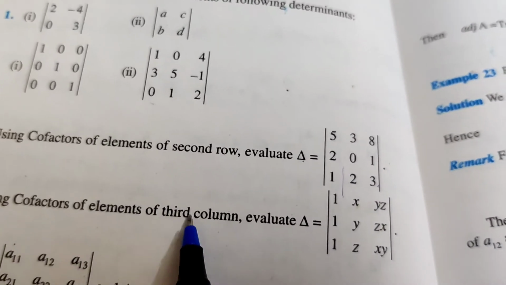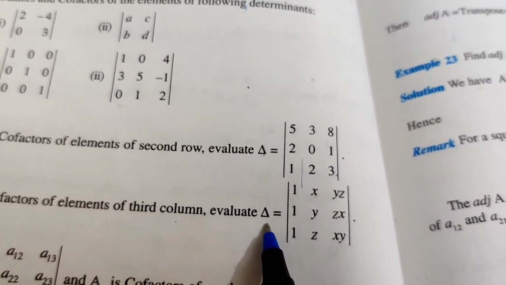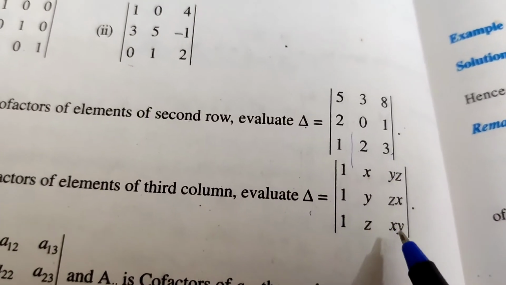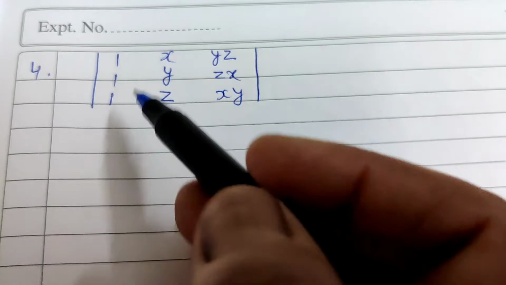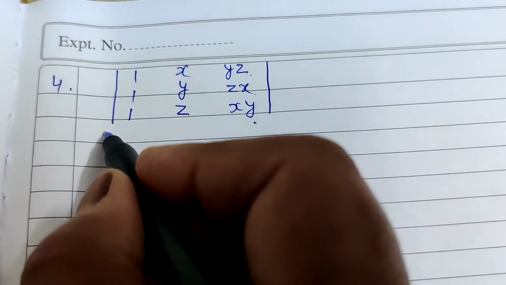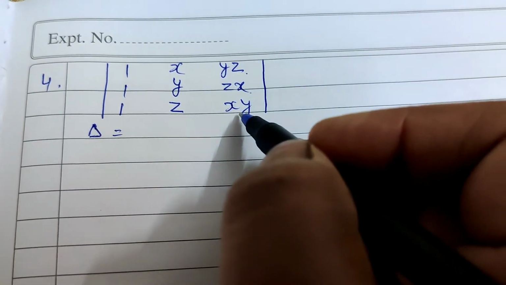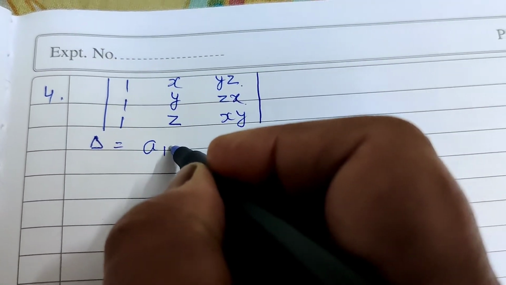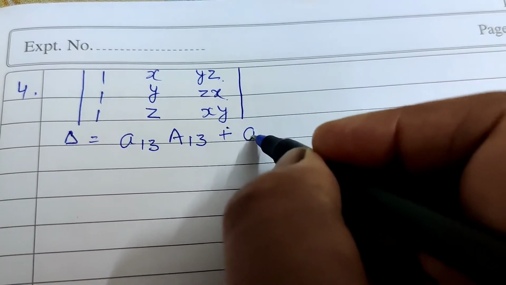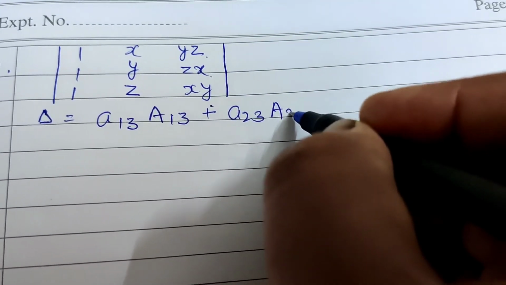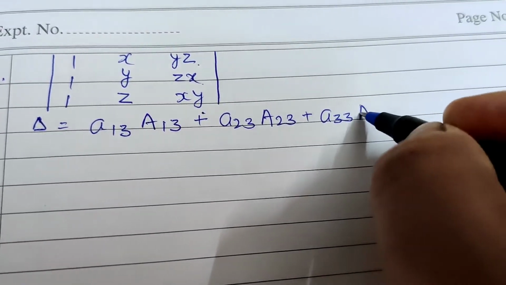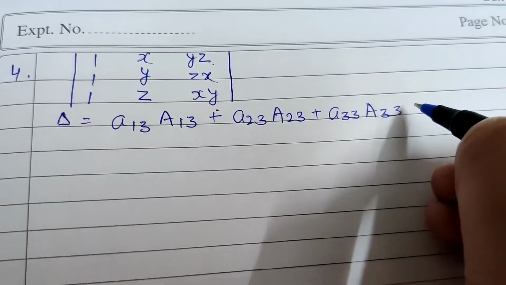Using cofactors of elements of the third column, evaluate the value of the determinant 1, 1, 1, x, y, z and y, z, z, x, x, y. This is the determinant. Now find the value by taking the third column. Third column means the cofactor of A13, the cofactor of element A23, and the cofactor of element A33.